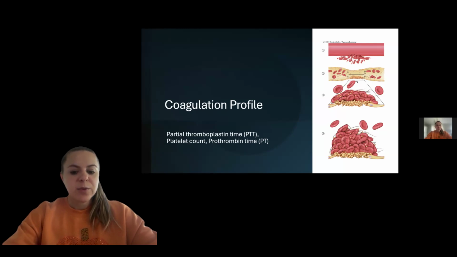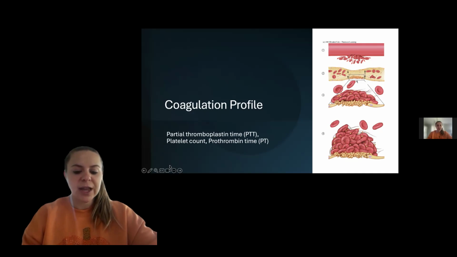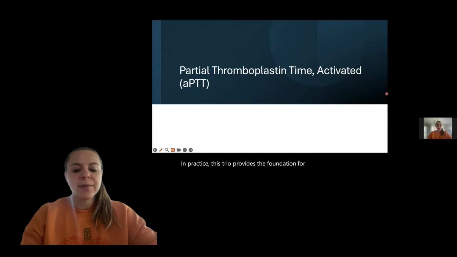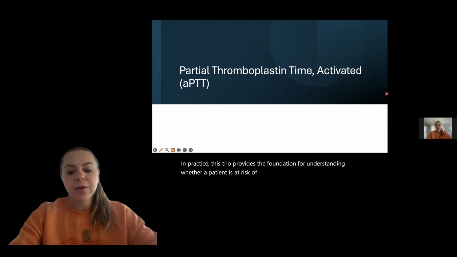When we order a coagulation profile, we typically include three key elements: the partial thromboplastin time, or PTT, the prothrombin time, or PT, and the platelet count. Together, these tests give us a snapshot of how the coagulation cascade is functioning. PT reflects the extrinsic and common pathways. APTT reflects the intrinsic and common pathways, and the platelet count helps us evaluate primary hemostasis. In practice, this trio provides the foundation for understanding whether a patient is at risk of bleeding, clotting, or both.